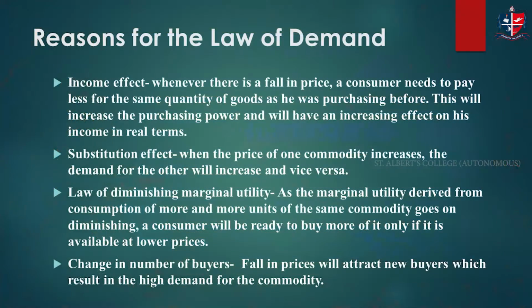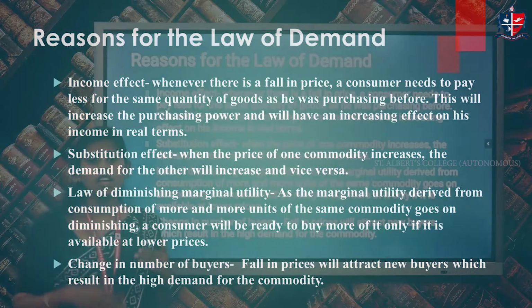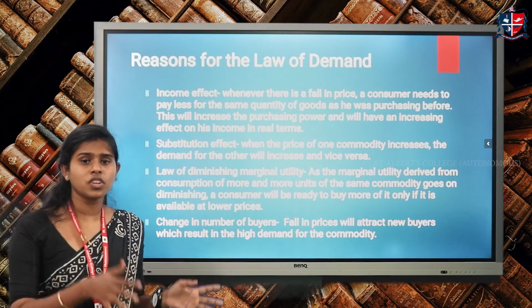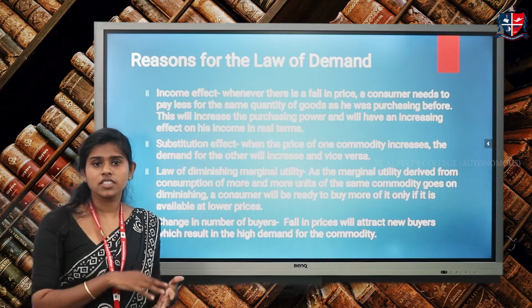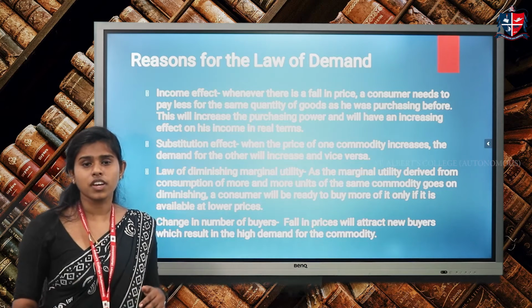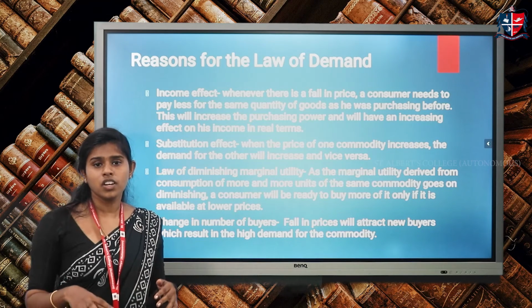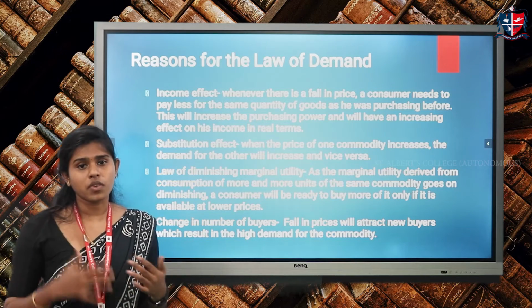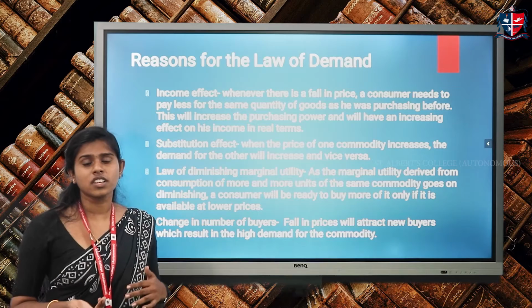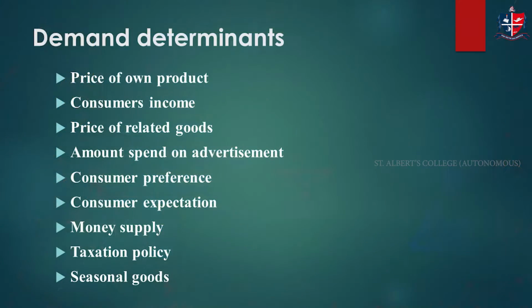And next is the change in the number of buyers. Falling prices will attract new buyers, which results in high demand for the commodity. If there is a fall in price, then more consumers will shift to that particular product. If A, B, and C are three products, and B decreases the price, obviously the consumer will shift to the product B. So, as the price decreases, more consumers will be attracted towards that product, and this will result in an increase in the demand for that particular product.